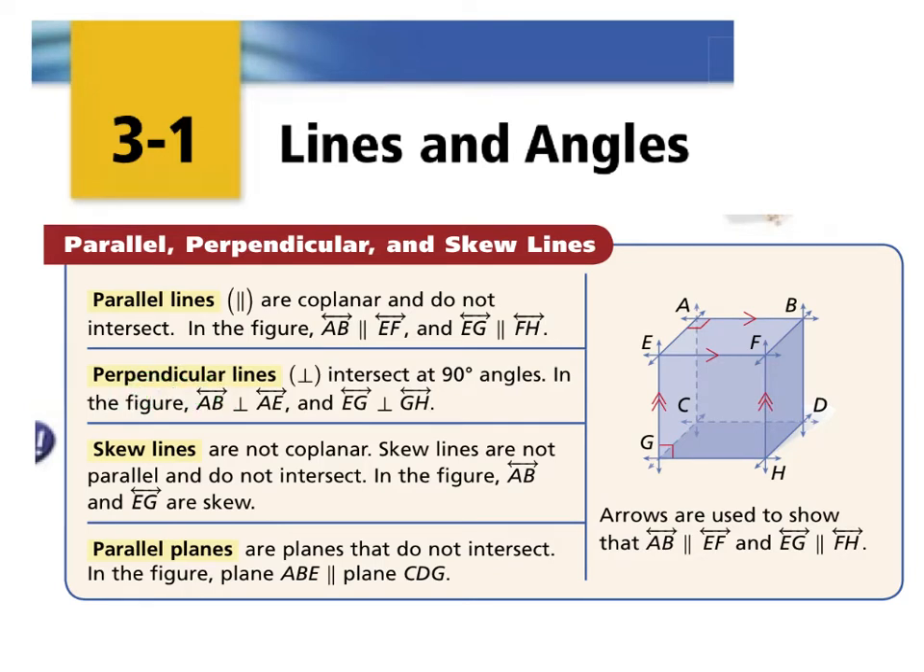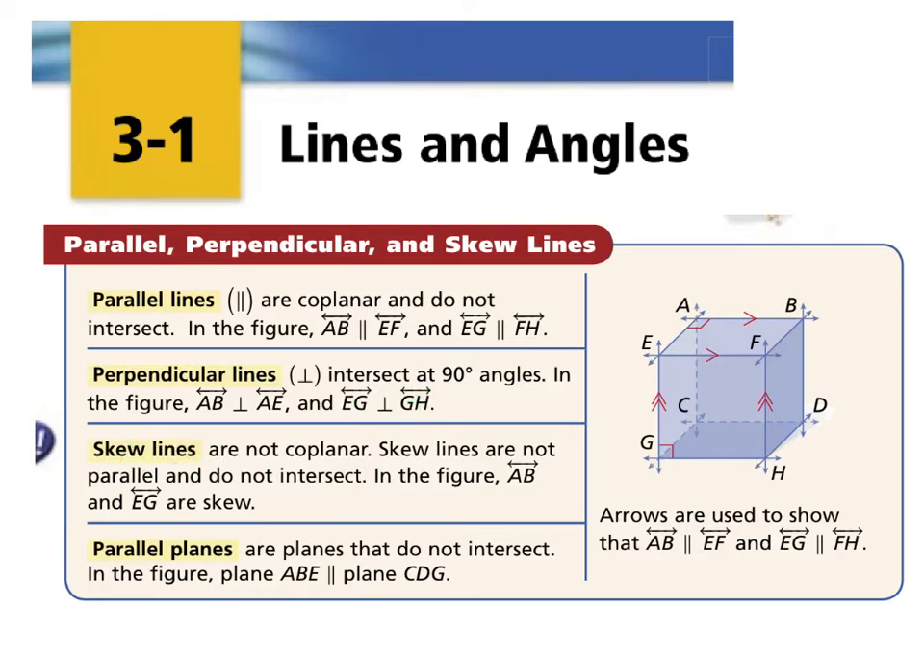Perpendicular lines, you know, are lines that intersect at 90-degree angles. Here is the symbol for perpendicularity. In the figure, we can say that these 2 lines, AB and AE, are perpendicular. Line EG and line GH are also perpendicular.